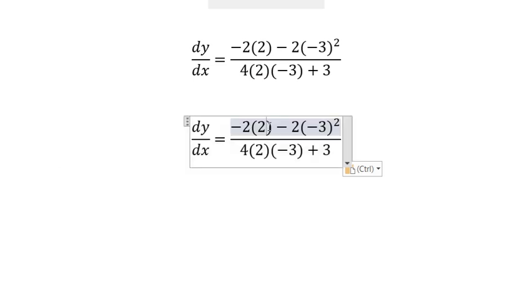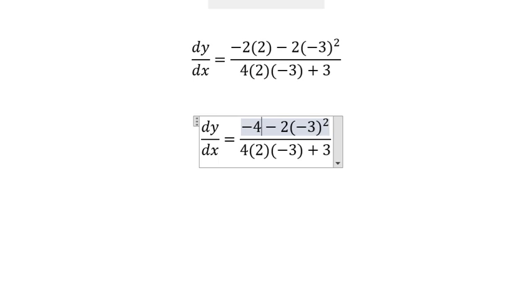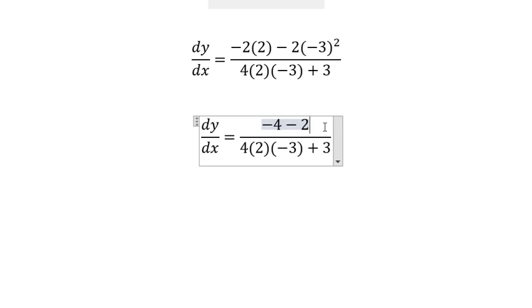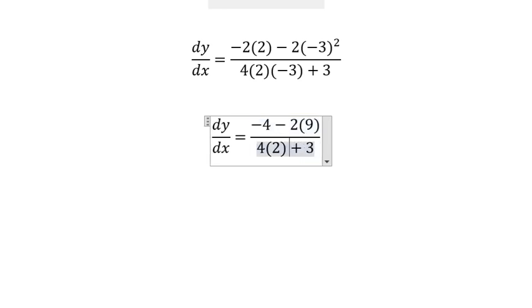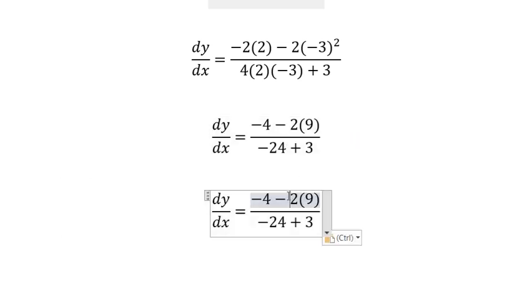So minus 2 times 2 will be minus 4. Minus 3 squared becomes 9. So this will be minus 2 times 9. 4 times 2 times minus 3 is the same as 8 times minus 3. That will be minus 24. Minus 24 plus 3. So let's finish solving this. It will be minus 4 minus 18. Minus 24 plus 3 is the same as minus 21.